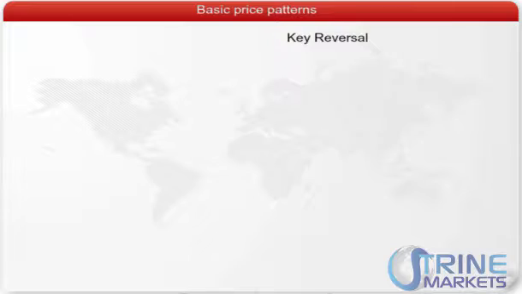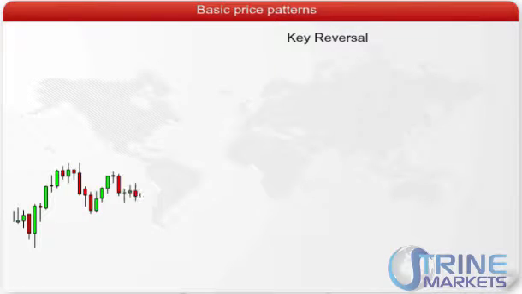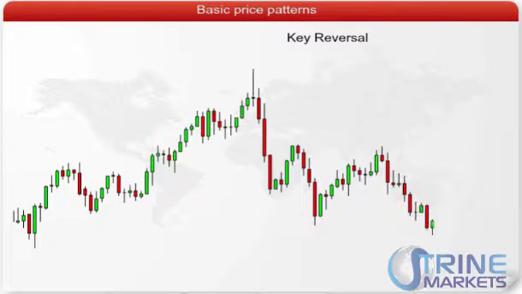Key reversal. This pattern includes 3 criteria. In an uptrend, at least 3 consecutive rising candlesticks preceding the pattern candlestick. The length of the pattern candlestick shadow must be at least as long as the length of its body. The closing price of the pattern candlestick must be lower than the closing price of the preceding candlestick.